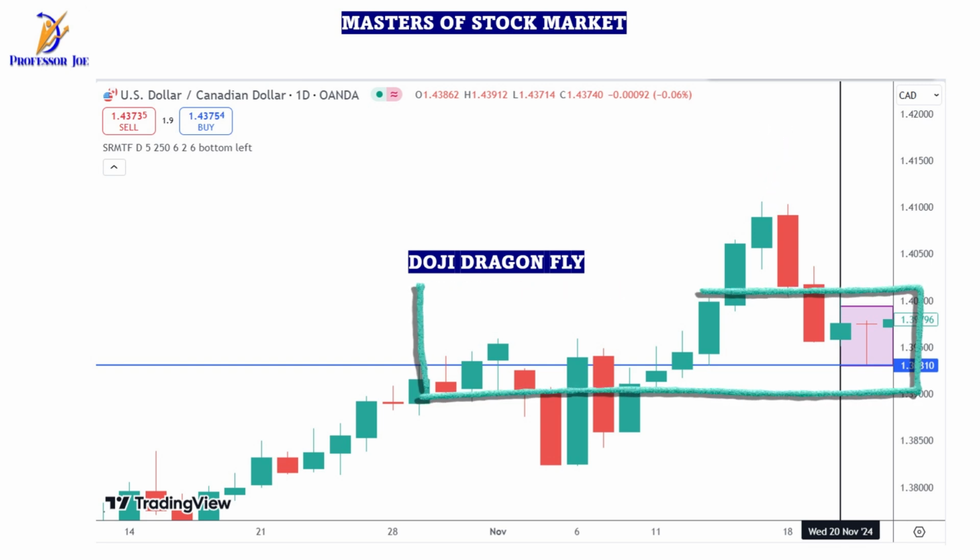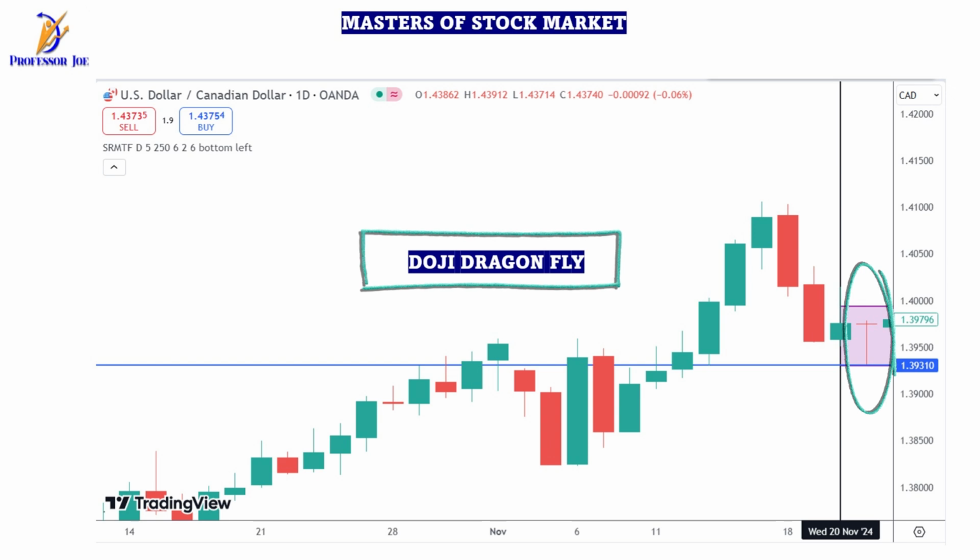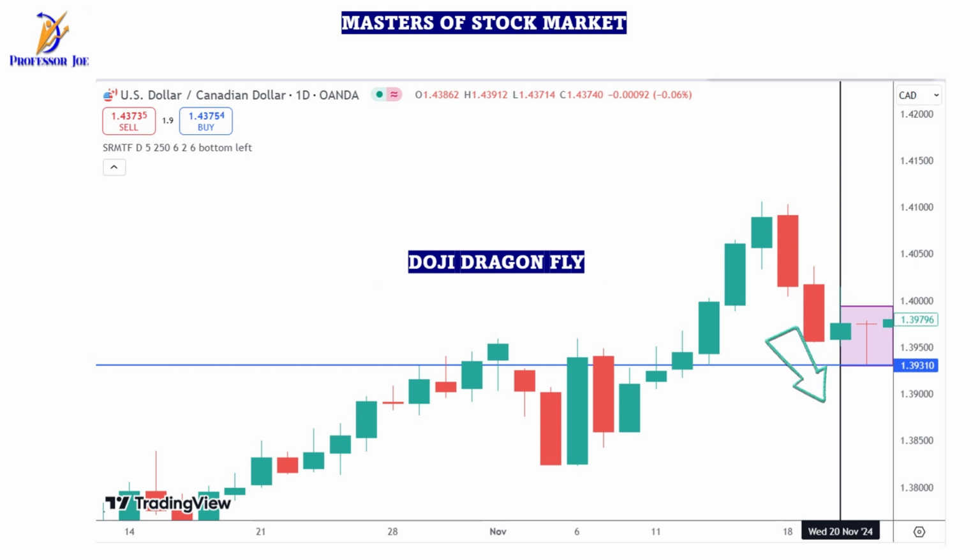But what is the beauty is when it created a new support, it also created a very, very interesting candlestick pattern, which is called a doji dragonfly candlestick pattern, which has a long tail towards the downside and has a very small body. This clearly shows that on this particular day, the bears tried to push the market down, but they were unable, and the bulls then pushed the market up. So this is a clear indication that from here on, the price is going to go in an upward direction.